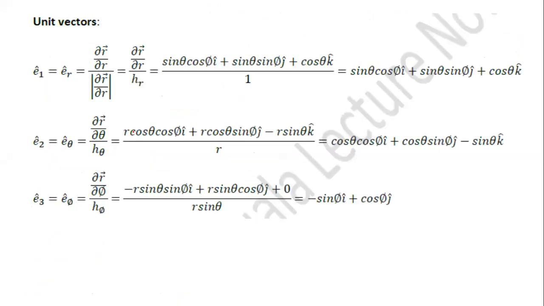What are the unit vectors? Unit vectors are er cap. Er cap is this upon the magnitude. So you just simply put del r upon del r, and you put your hr value. This is what you're going to get: the unit vector along the r coordinate variable. The unit vector along your theta coordinate variable will be this. The unit vector along your phi coordinate variable will be this. So that's exactly the same thing that you have to follow.